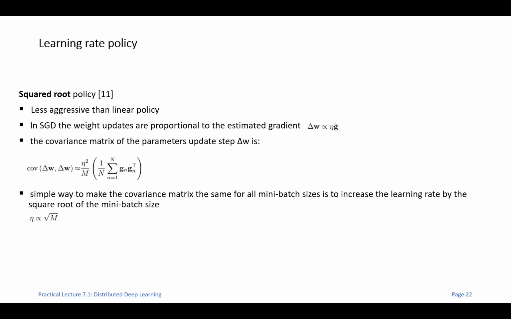So this policy, since it uses a square root, is much less aggressive than the linear policy. So it's much easier to obtain a more consistently descending loss, even while using a larger number of GPUs, compared to the linear policy for the learning rate, which is something very important when you want to scale up to a very large number of GPUs.